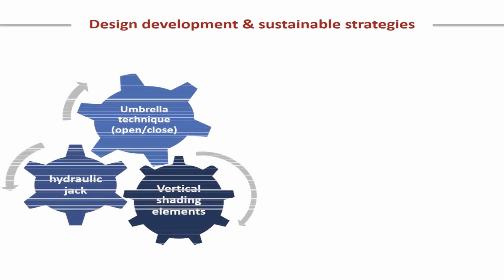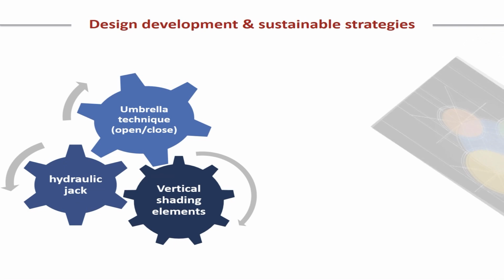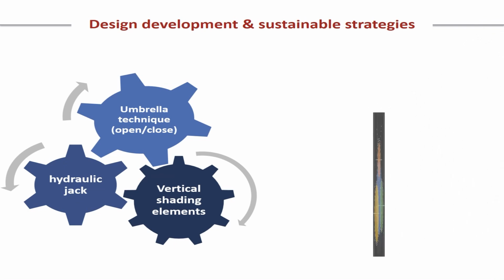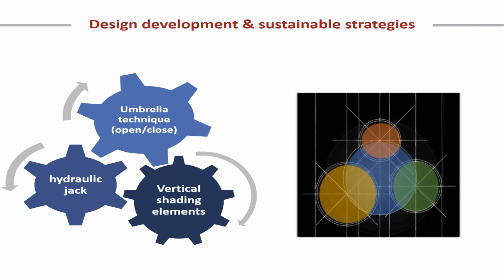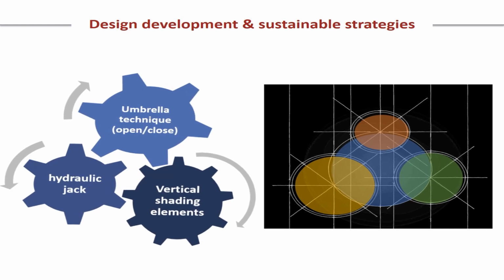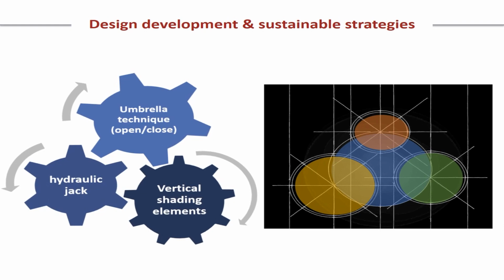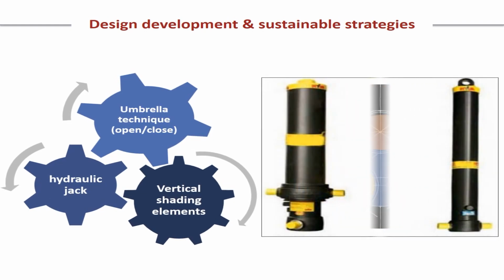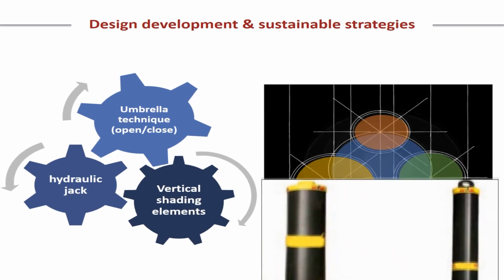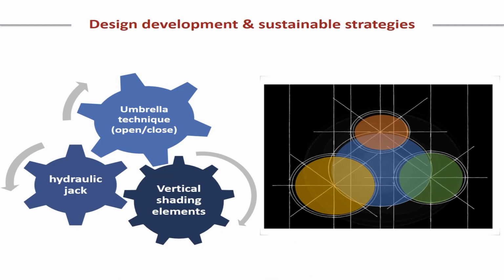The techniques that we will be using in our design are two main techniques, which are the umbrella technique, open and closed, and the vertical shading elements. For the umbrella technique, we will use it in the biggest pavilion using a hydraulic jack, and the vertical shading elements will be attached to the other pavilions and will be louvers.